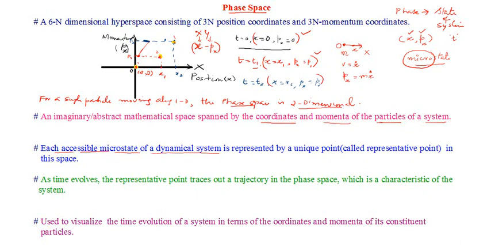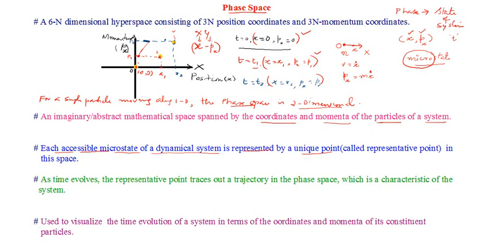So each accessible microstate of a dynamical system can be represented by a unique point. So which are these unique points? What I have denoted as 1, 2, 3 over here in this diagram. And so these points in the phase space are known as representative points.